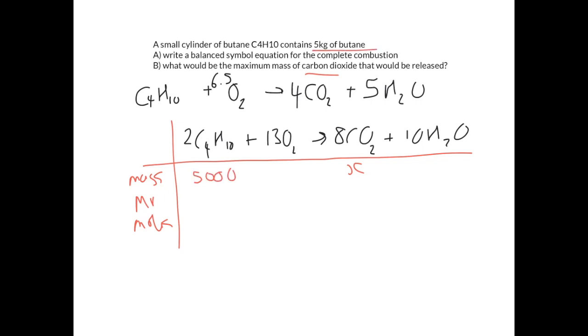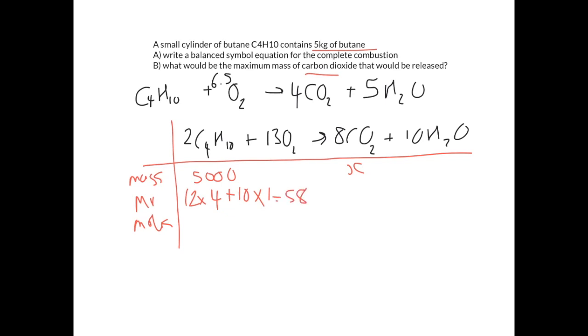We know the mass of butane, it's 5 kilograms, but I'm going to convert that to grams, so that becomes 5,000. Then it's a matter of working out the mR of butane, so carbon has a mass of 12, you get that from the periodic table. We're going to do 12 times 4 plus 10 times 1, because we've got 10 hydrogens and 1 is the mass of hydrogen. Add that up and you get an answer which is 58.